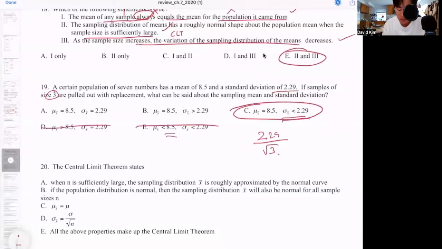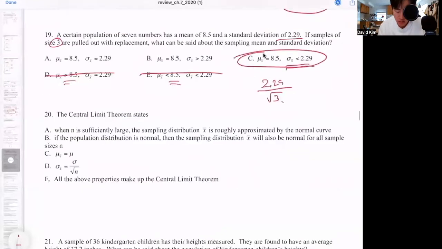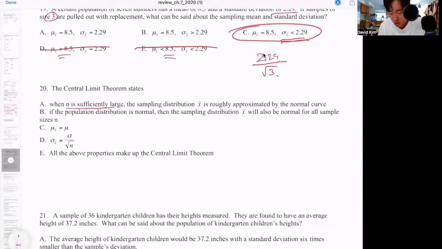Please eliminate D and E because your sample mean should also equal the population mean. The central limit theorem states that when n is sufficiently large, the sampling distribution of the mean of x is roughly approximated by the normal curve. That is literally the definition of what the central limit theorem states.